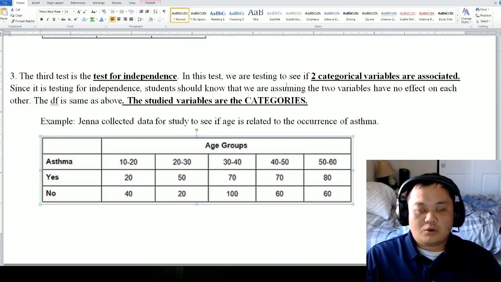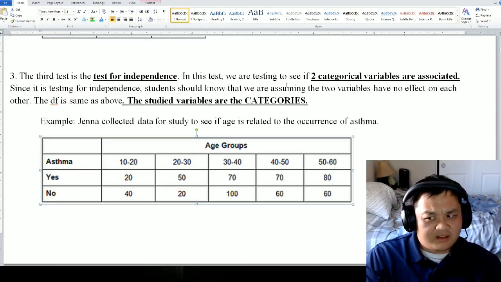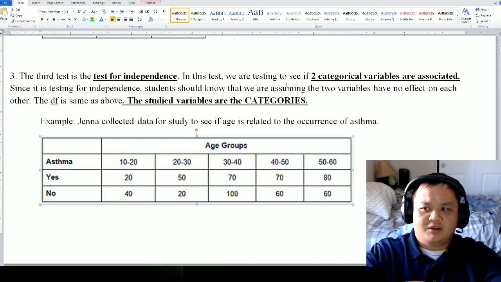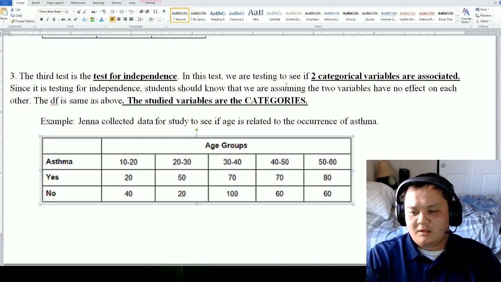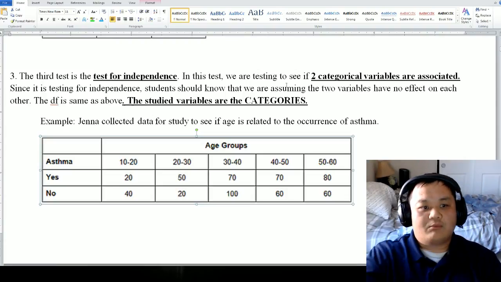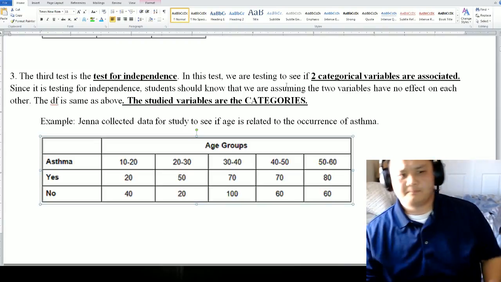The last time we spoke, some of the categorical things that we talked about were the colors of the car, right? So you could try to see if the colors of a car and the make of the car are associated, right? That would be a test of independence. Does that make sense? Okay.